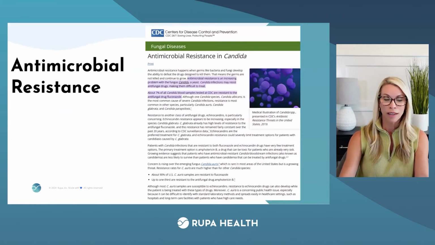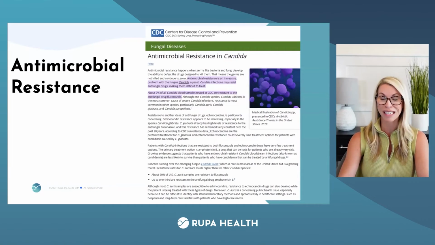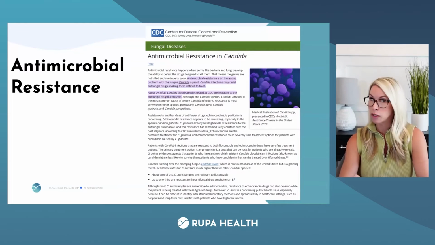But I would caution you and just want to point out that there is actually a big instance of antimicrobial resistance. It's a real issue. And this is an article coming from the CDC stating that antimicrobial resistance is an increasing problem with Candida, and about 7% of blood samples tested at the CDC are resistant to fluconazole. And that's probably the most common antifungal that we see used. But often the strains that we're seeing are resistant.